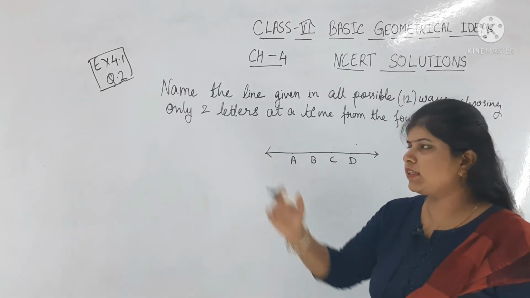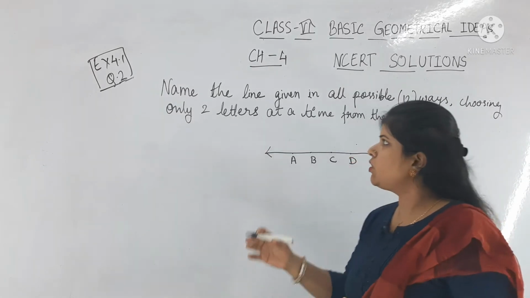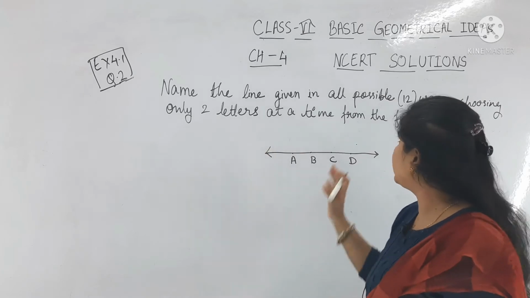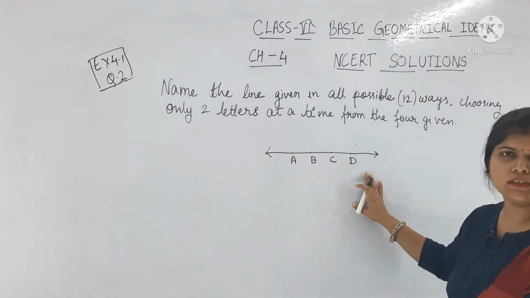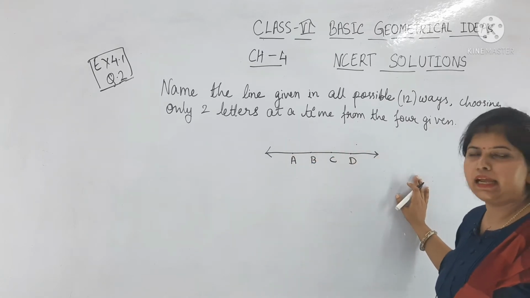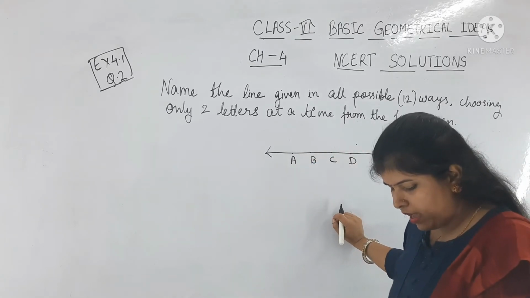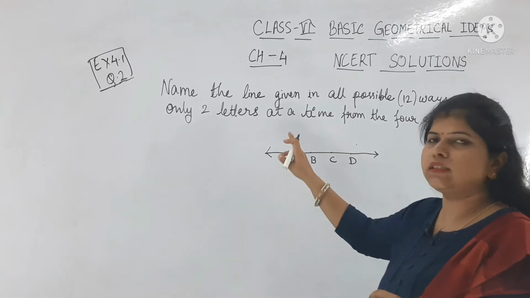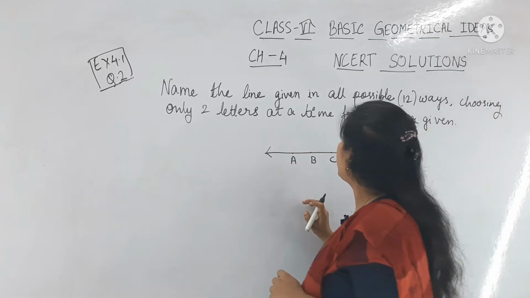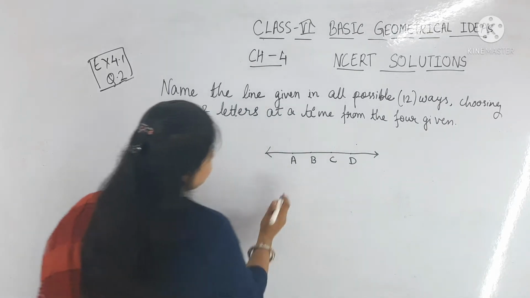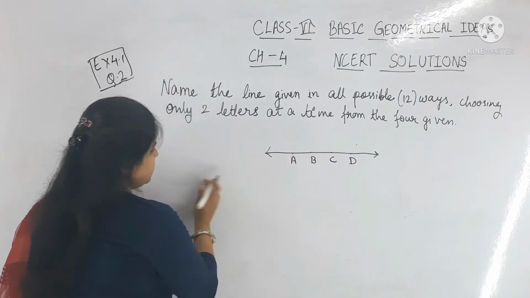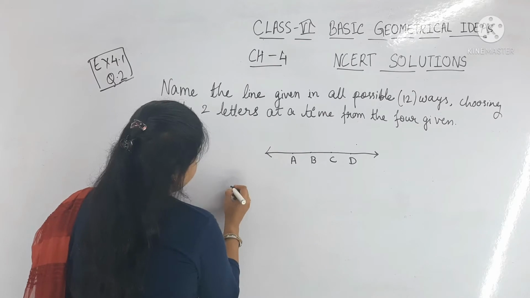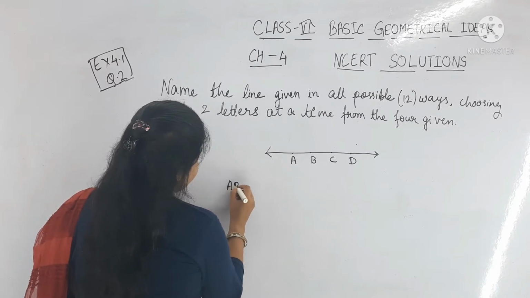Okay students, now let's come to question number 2. Here also we have to name the line given in all possible 12 ways. There are 4 points given and this is one line. So you have to use only 2 letters at a time. So how will you write the possible 12 ways? The total will be 12 lines. So number 1 is AB.